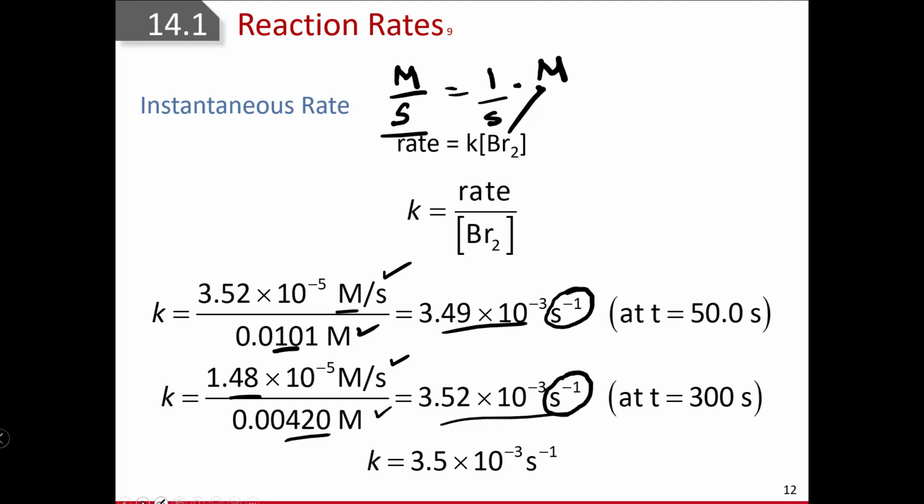So this 1 over seconds, the publisher writes it mostly as seconds to the -1 power. Those mean the same thing, and so that throws some students off. But here's what I want you to get out of it. If you know that the rate constant has units of 1 over seconds, then you know the order of the reaction, or the order with respect to the bromine. So just keep that in mind, and I'll talk about what this order is and what it means. But the rate constant units are going to be really important. They're going to help you determine what's going on with the kinetics of the reaction.